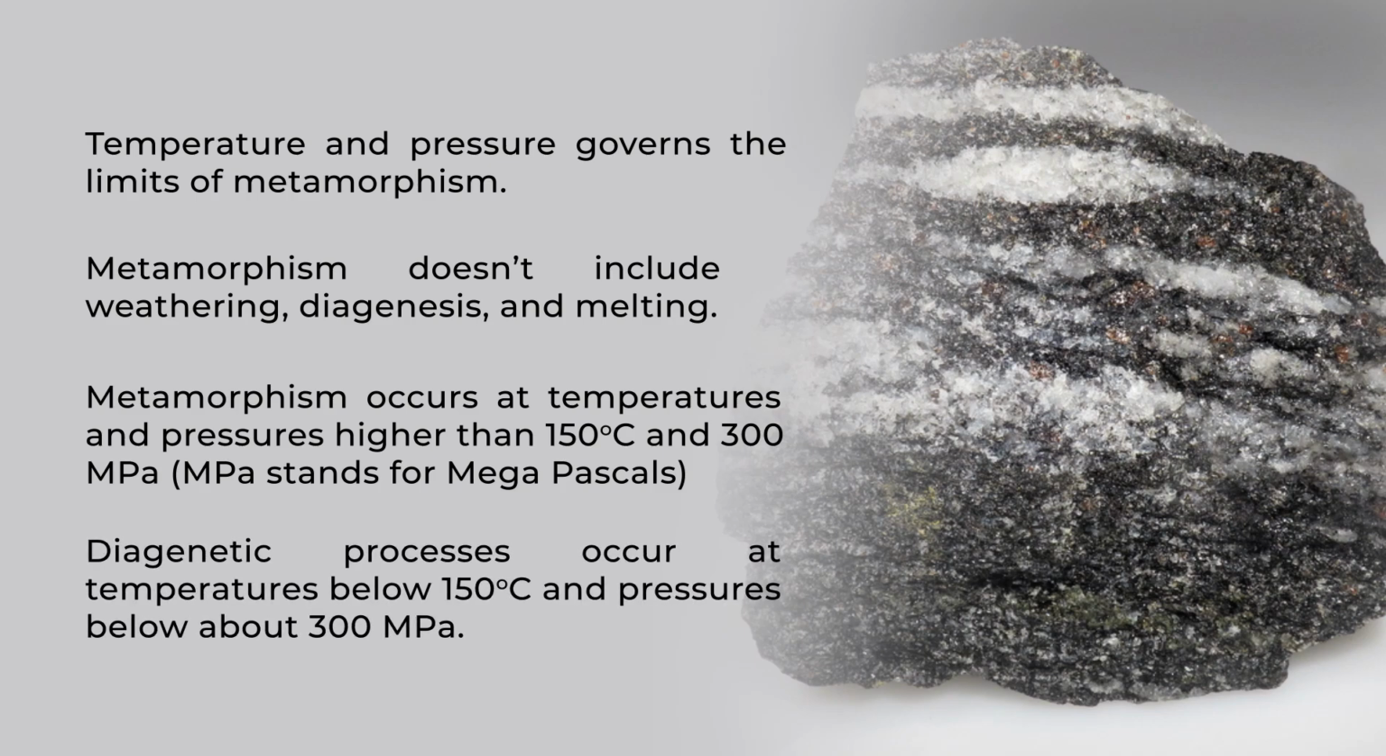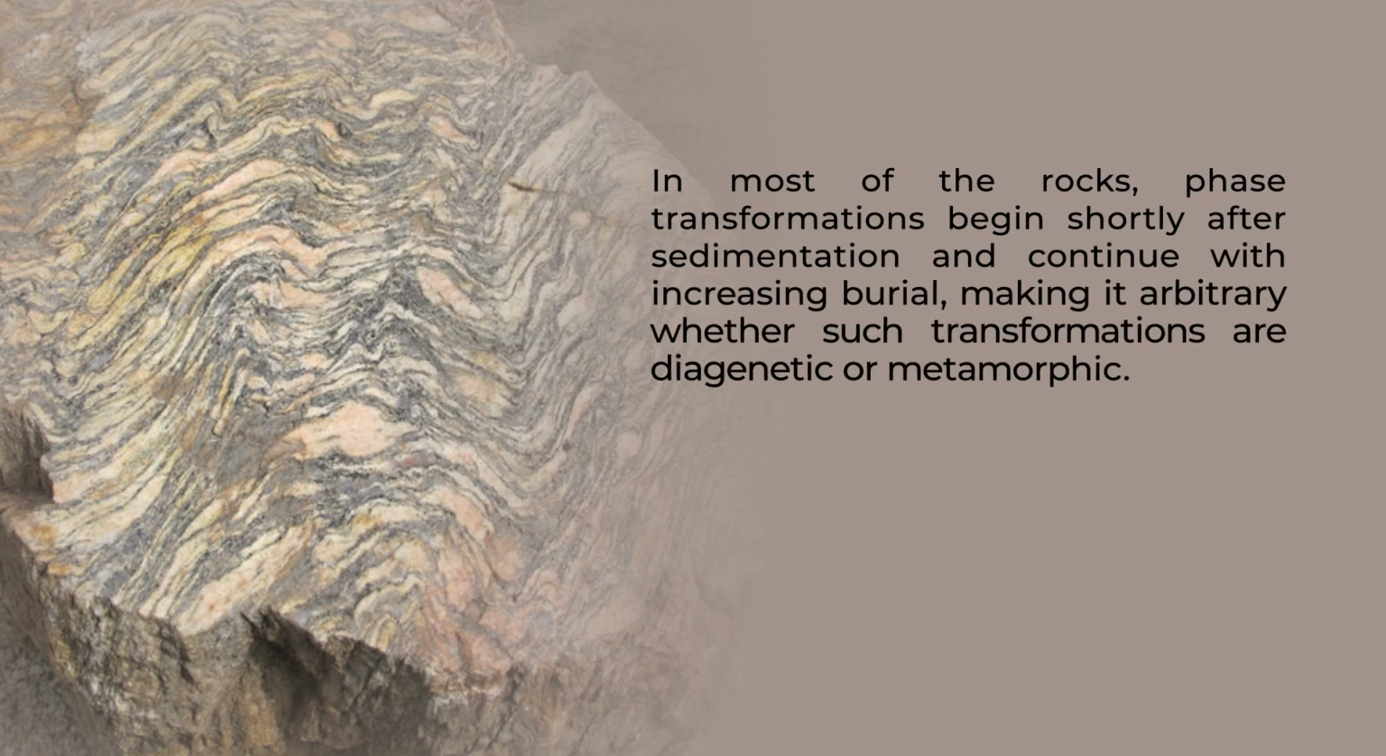And diagenetic processes occur normally below 150 degrees centigrade and pressures below 300 megapascals. So you can see that a transition is taking place from the diagenetic process to the start of metamorphism. In most rocks, the phase transformation begins shortly after sedimentation and continues with increasing burial. And sometimes it becomes very difficult to find the exact boundary between diagenetic processes and metamorphism.